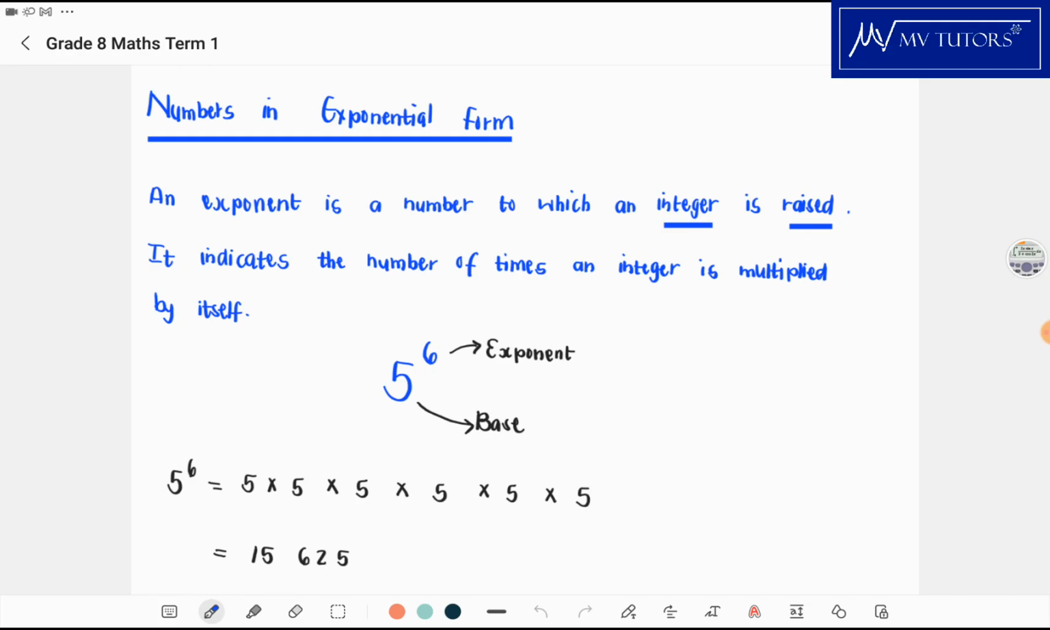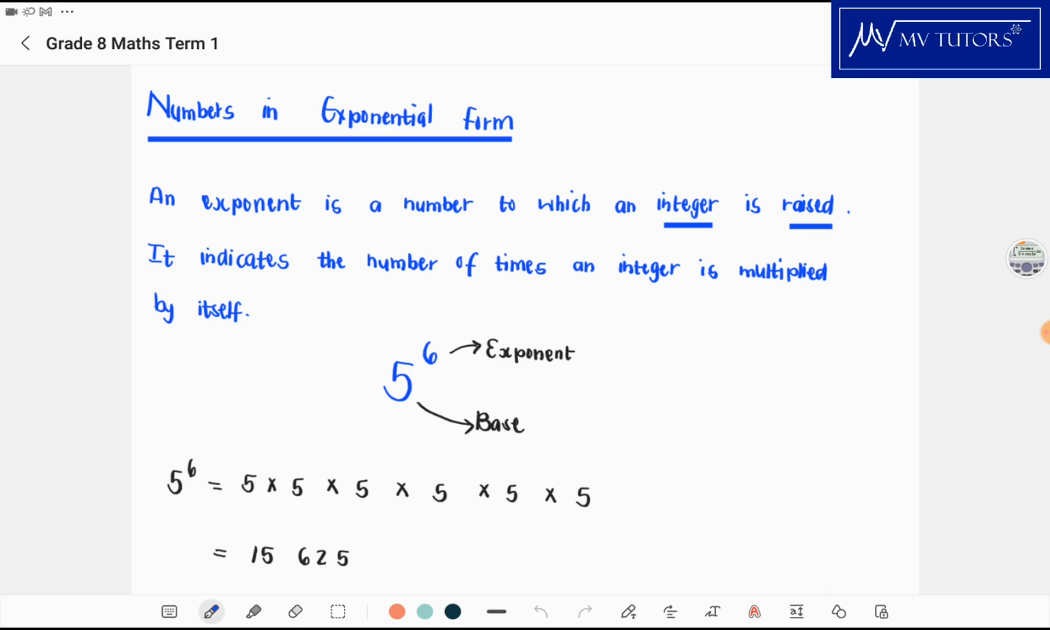So an exponent is a number to which an integer is raised. Remember an integer? We go from negative infinity to positive infinity. They are like natural numbers, but with the negatives included as well. So it's not fractions or decimals, it's just a whole number, but we can consider the negative side to it. Hence I say from negative infinity to positive infinity.